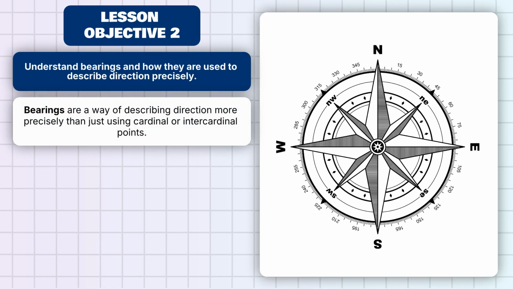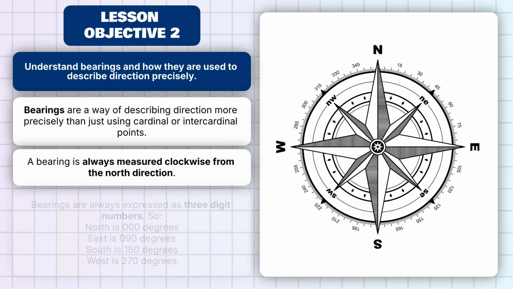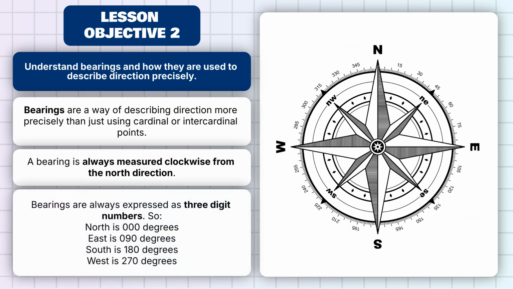Bearings are a way of describing direction more precisely than just using cardinal or intercardinal points. A bearing is always measured clockwise from the north direction. Bearings are expressed as three-digit numbers. So, north is 000 degrees, east is 090 degrees, south is 180 degrees, west is 270 degrees.